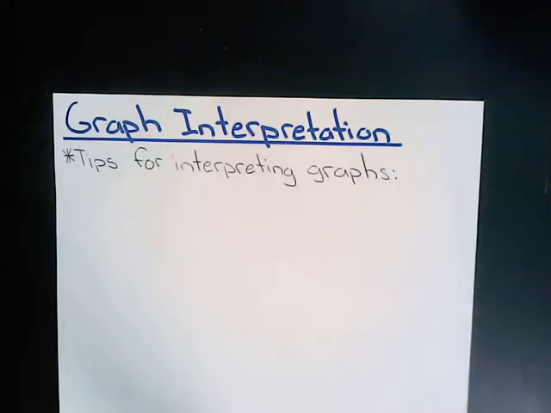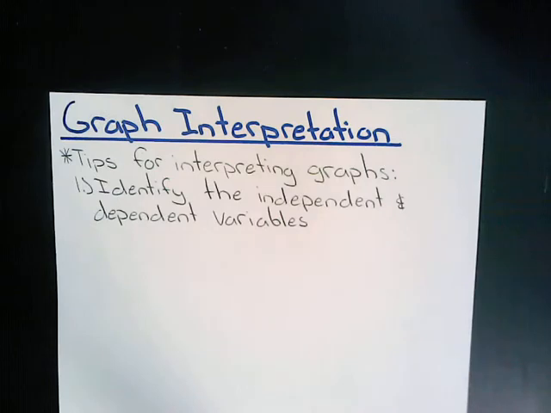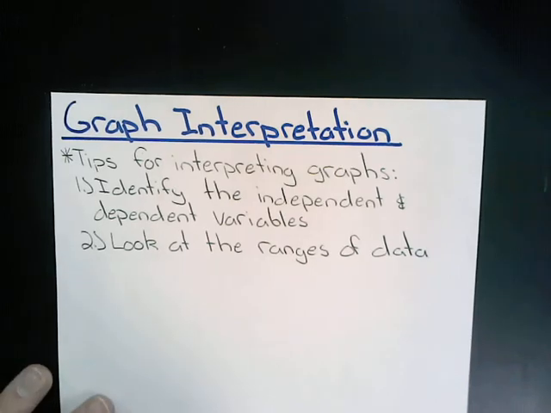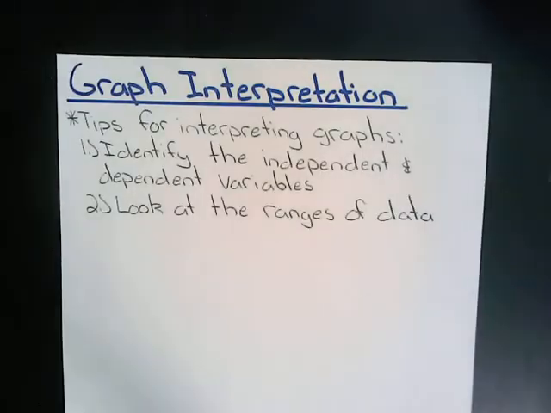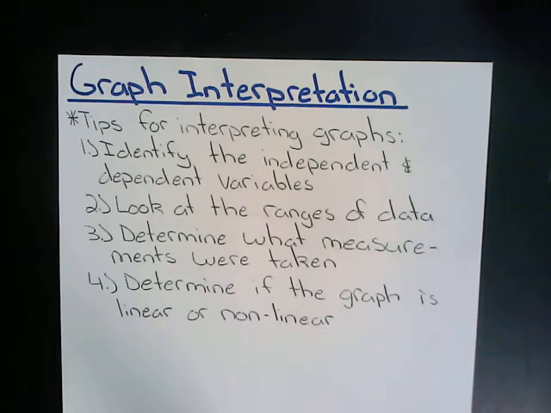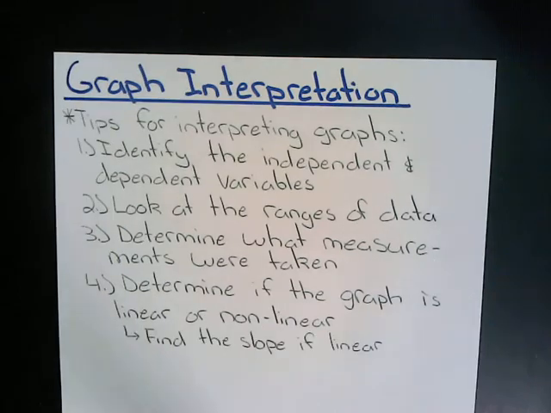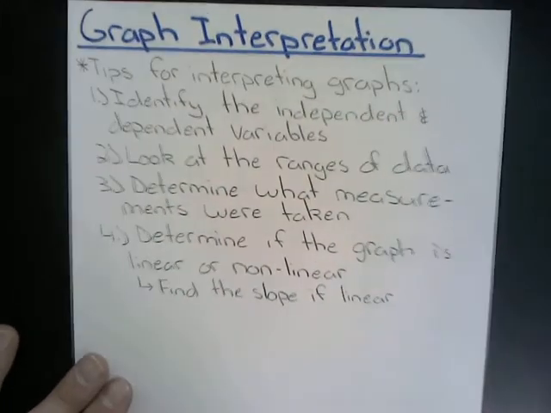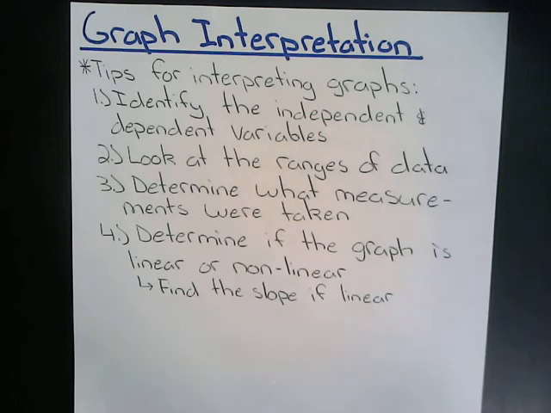So our first tip when we want to interpret a graph is identify the independent and dependent variables. Our second tip is look at the ranges of data. Our third tip is to determine what measurements were taken. Our fourth tip here is to determine if a graph is linear or nonlinear, and if it's linear, find the slope. And then our fifth tip here is use the terms interpolation and extrapolation as needed.